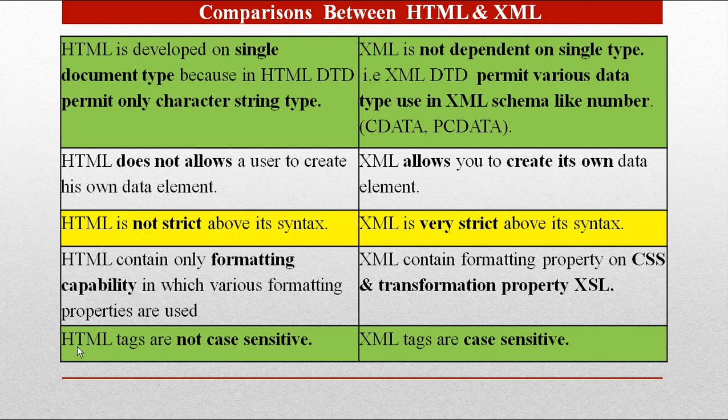HTML does not allow the user to create its own data element, but the XML allows you to create its own data elements. HTML is not restricted about its syntax, while XML is very strict about its syntax. HTML में syntax का कोई भी restriction नहीं होता है. Simple example, अगर आप HTML capital में लिखते हो tag और small में लिखते हो तो कोई फर्क नहीं होता है, but XML is case sensitive, so we have to follow the strict syntax also.